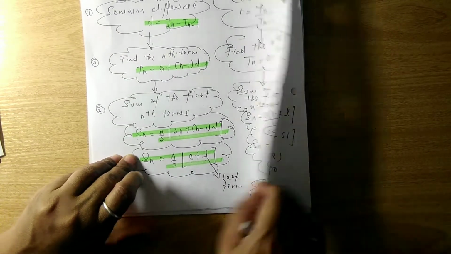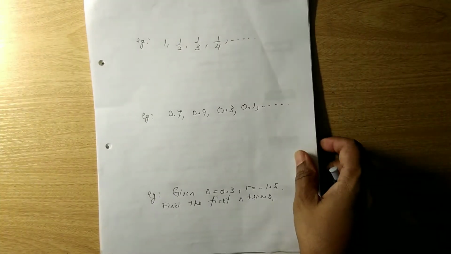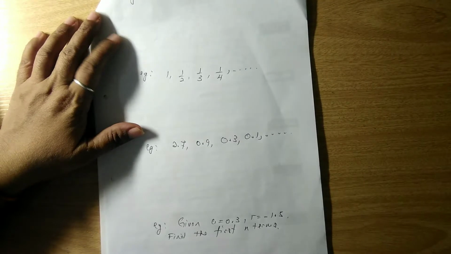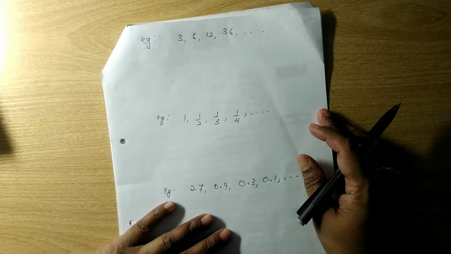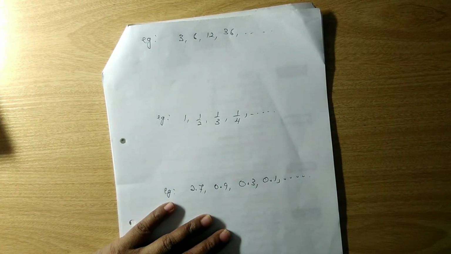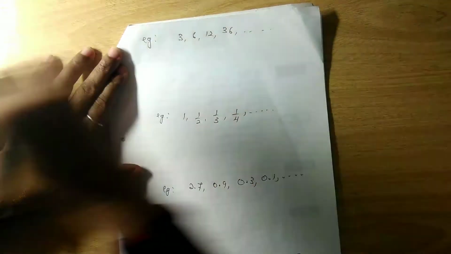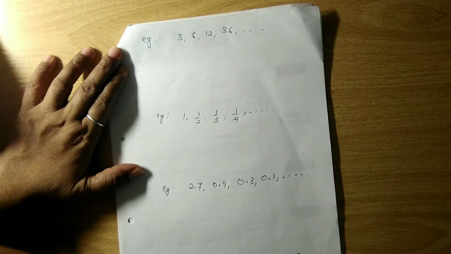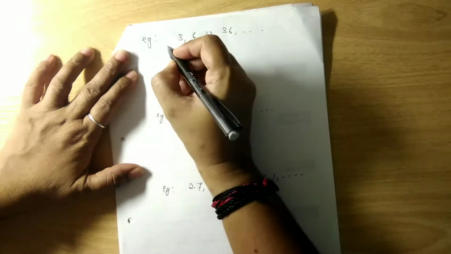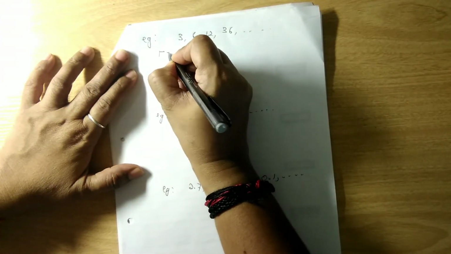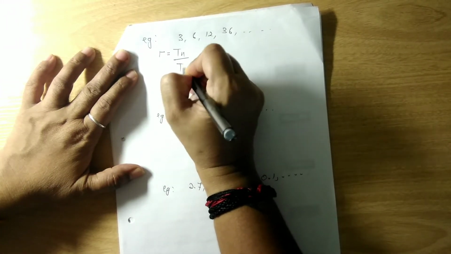So we move on to some examples. First thing first, we need to know whether a given progression is actually arithmetic or geometric. So here I want to prove or show whether it's an AP, arithmetic progression, or a GP, geometric progression. For that, we use R. R is your common ratio. Common ratio is what we have seen before, Tn over Tn minus 1.